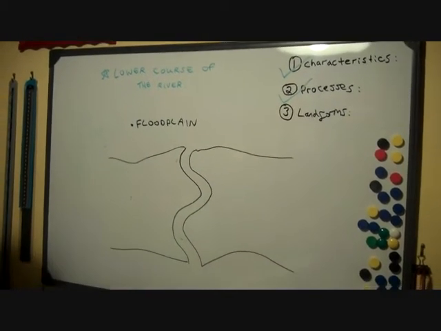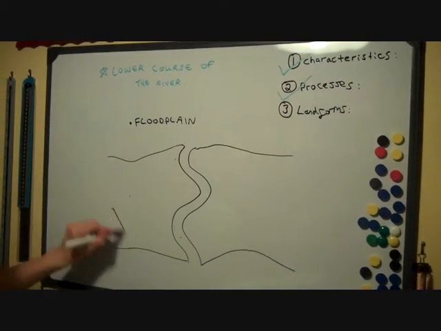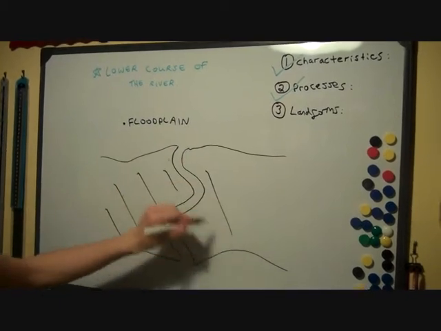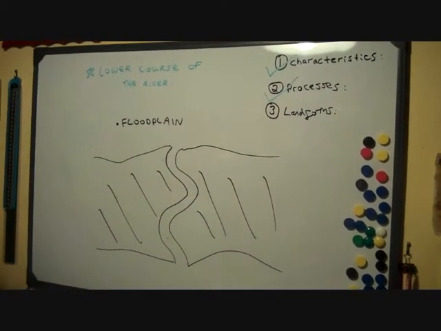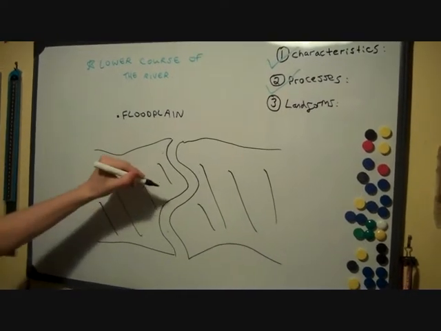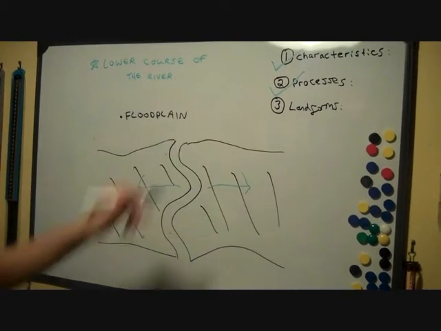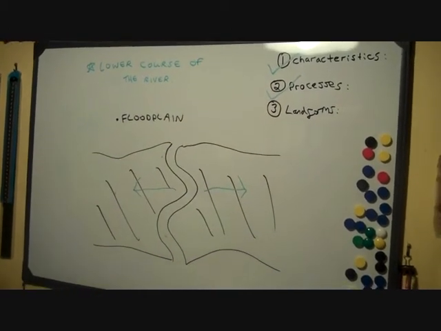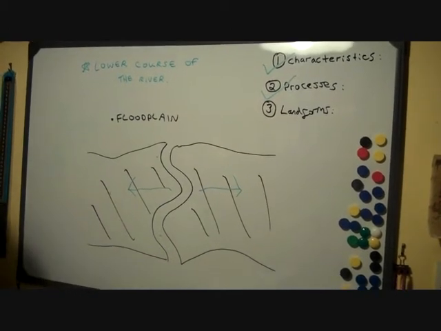Now, possibly the main landform here is the floodplain. Now, the floodplain is the area around the river in the lower course. However, it is also the area that is covered in times of flood. So in times of flood, the river will burst its banks and the river will spill out onto the floodplain. Now, the floodplain, as you can see, is very wide, but also what you won't be able to see is that it's also very fertile.